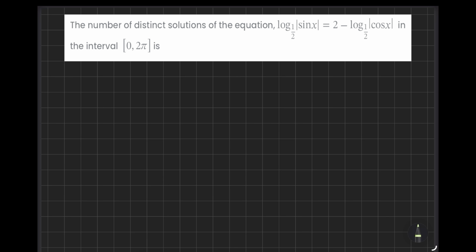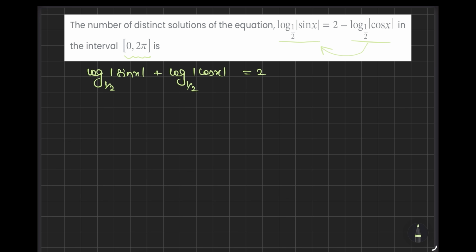So, we are back with a wholesome new question which says: the number of distinct solutions of the equation, this, in the interval, this. Great. So, look at how we will approach this problem. I feel that we have log and log together, so what I will do is keep them on one side. Okay. So we got log base 1 by 2 of mod sin x plus log base 1 by 2 of mod cos x equals 2.